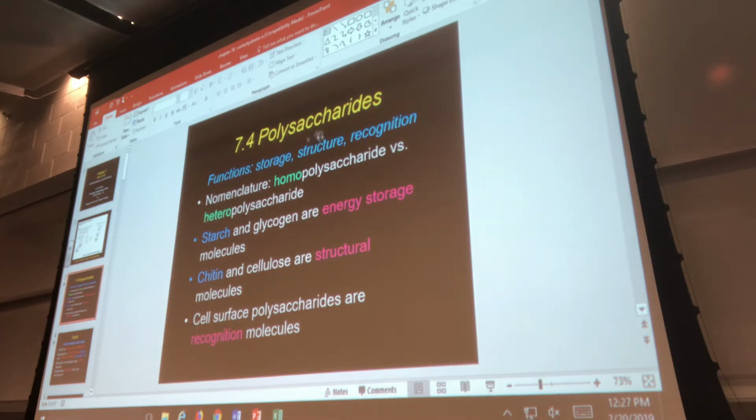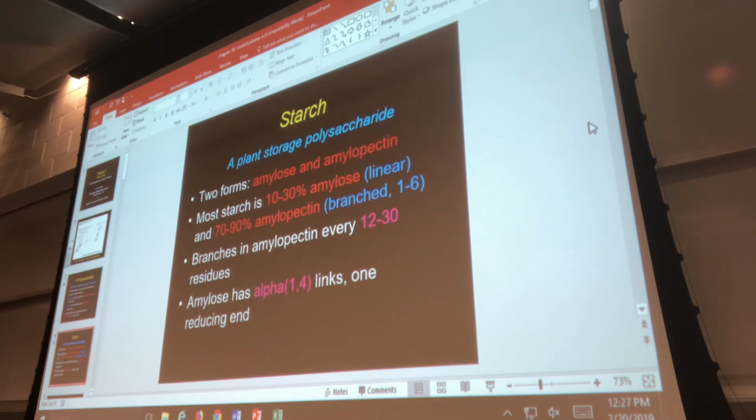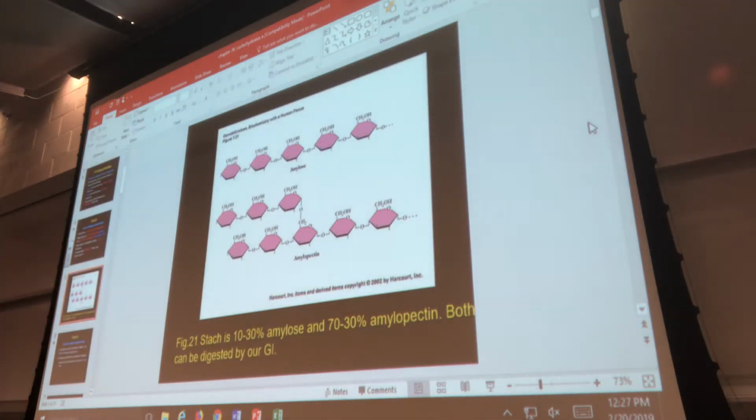And then the phrases homopolysaccharide and heteropolysaccharide. Very similar to when you learned about proteins, homomer and heteromer, where back then, if it was a protein made of the same subunit, that is a homomultimer. If it was made of different subunits, it was a heteromultimer. Same logic applies here. A homopolysaccharide is made of the same sugar repeated over and over. A heteropolysaccharide is made of a bunch of different monosaccharides put together. So we'll start with starch. Let me get a nice picture of starch here.